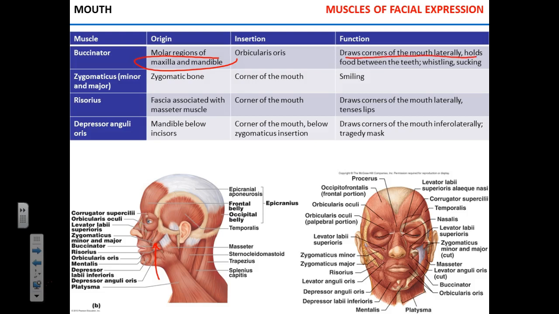What does that mean? What happens when you... Well, what I produced is definitely not a smile, but you're generally right. Probably a more important function of buccinator is to hold the food between your teeth. It helps you to chew. Okay? And it is also doing this. It's like shaping your mouth when you're whistling.